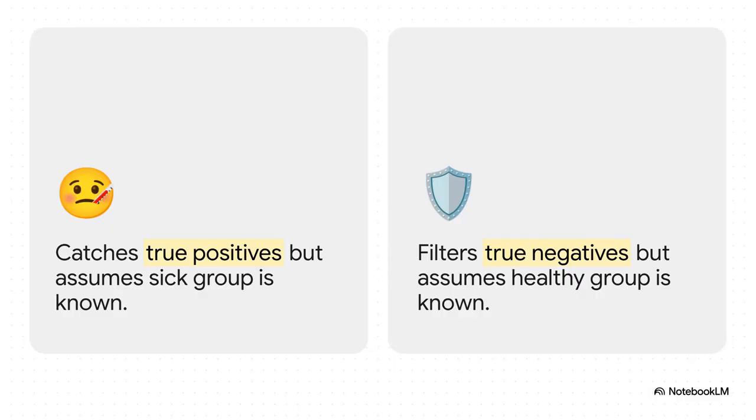So sensitivity catches the positives. Specificity filters the negatives. But here is the kicker. Both of these metrics share a massive, glaring flaw when it comes to everyday clinical practice. They're calculated assuming you already know who is sick and who is healthy. You take a known group of sick people to find sensitivity and a known healthy group to find specificity. But wait, if a doctor already knows who is sick, why on earth are they running the test? That's just not how the real world works.